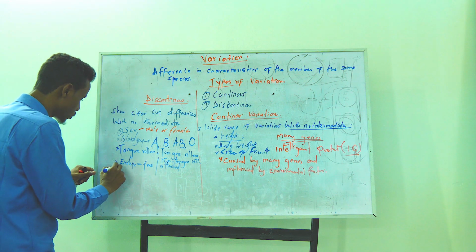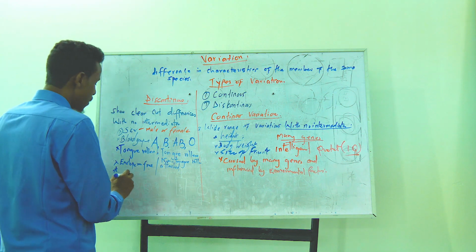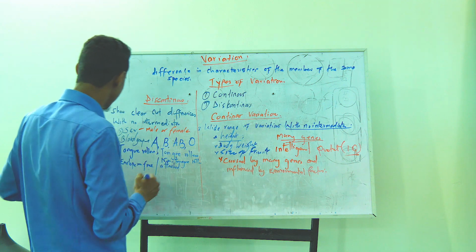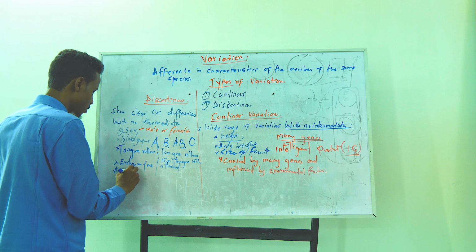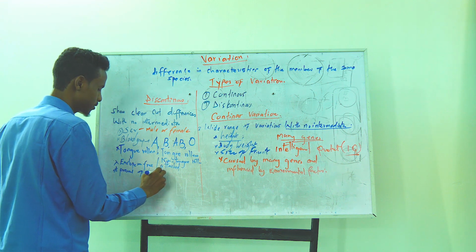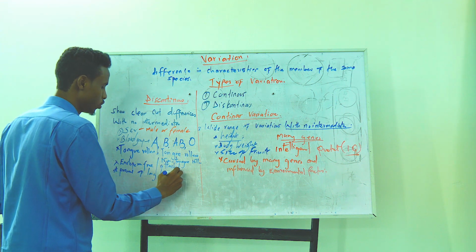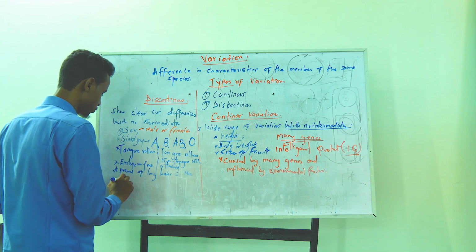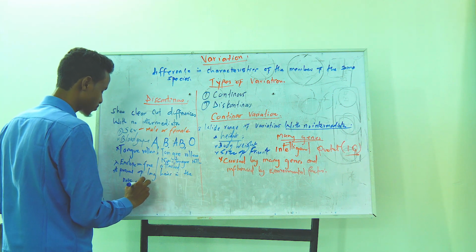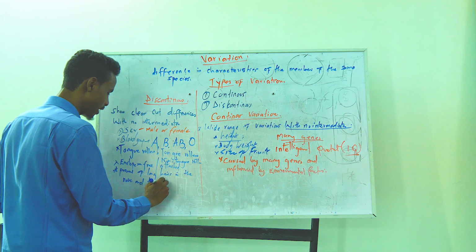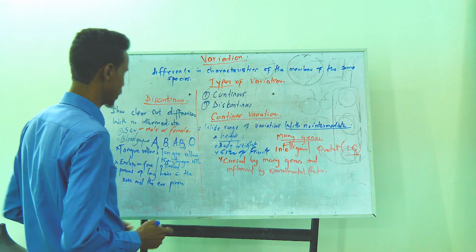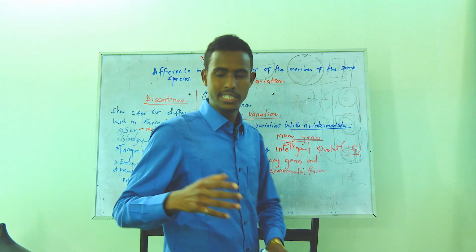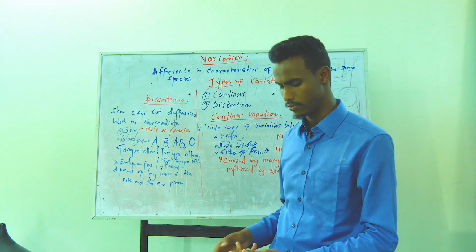Another example of discontinuous variation is the presence of long hairs in the nose and the ear pinna. Now, those are some of the examples of discontinuous variation.